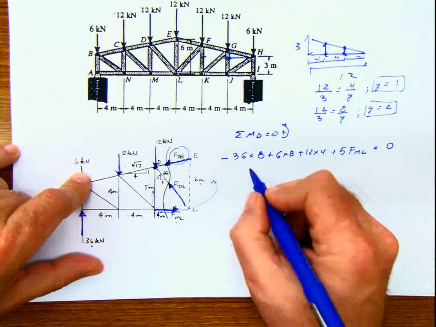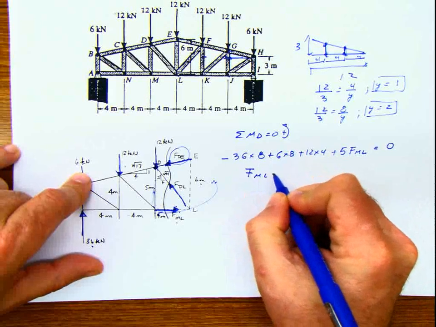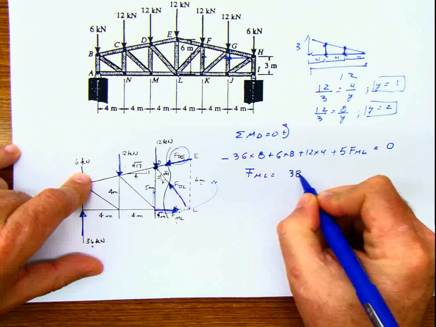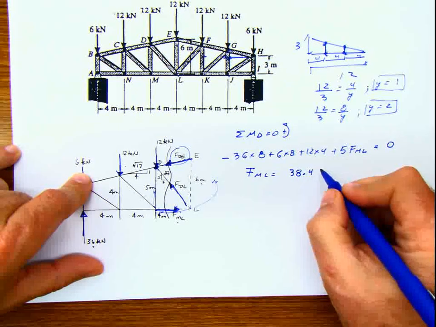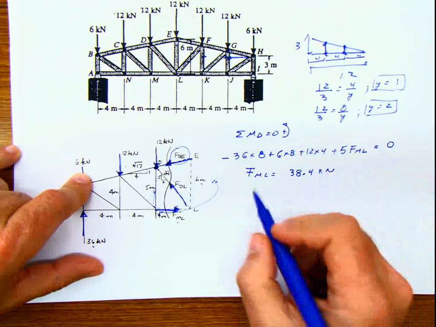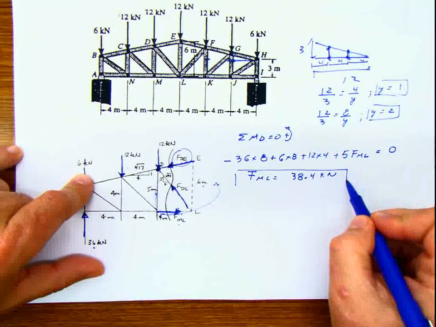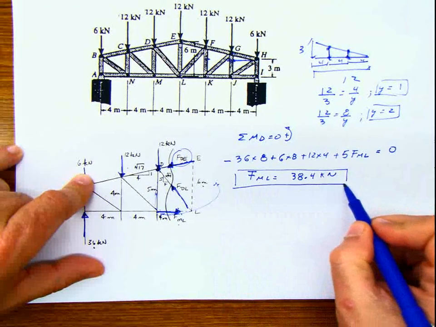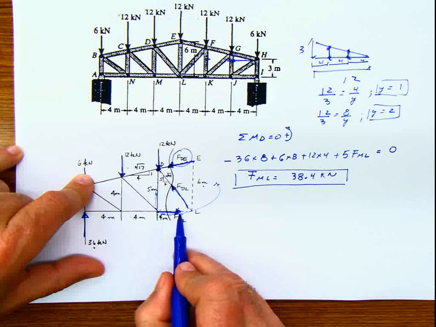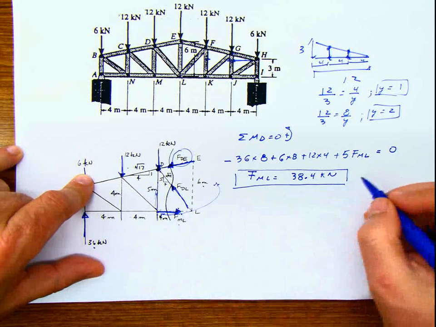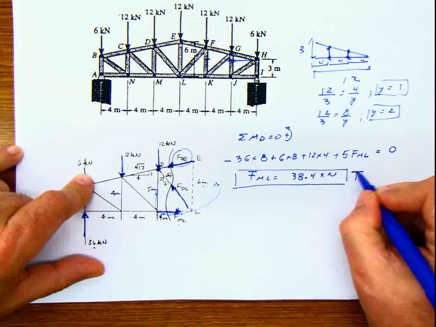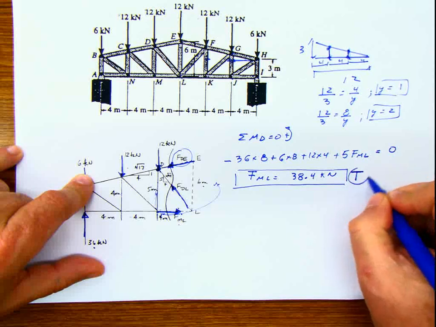Yeah. So the force ML is equal to 38.4 kilonewton. We assume the force ML like leaving the joint, and the result is positive, so that means that that force is in tension.